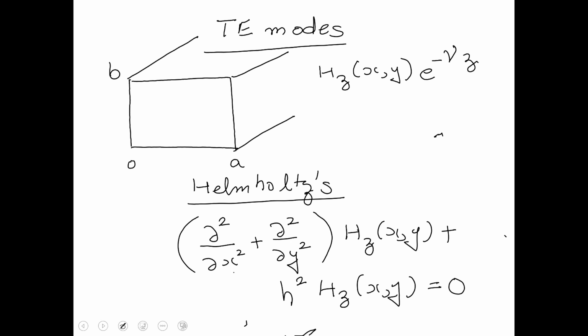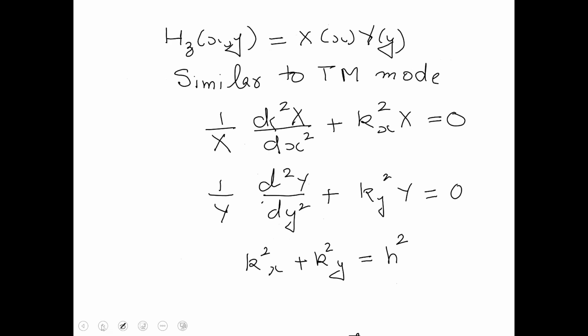So the part which is varying only in x should be a constant, the part which is varying only in y should be a constant, and the sum of the constants should be 0. So nothing has changed so far with respect to the calculations we did for TM mode. The only thing which has changed is instead of having the electric field, we have the magnetic field.